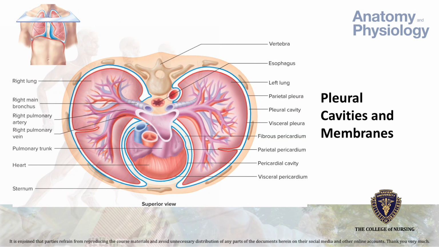Now let's proceed to the pleural cavities and membranes. From that image, you can see the transverse section of the thorax showing the relationship of the pleural cavities to the thoracic organs. Each lung is surrounded by a pleural cavity. The parietal pleura lines the wall of each pleural cavity, and the visceral pleura covers the surface of the lungs. The space between the parietal and visceral pleura is small and filled with pleural fluid.